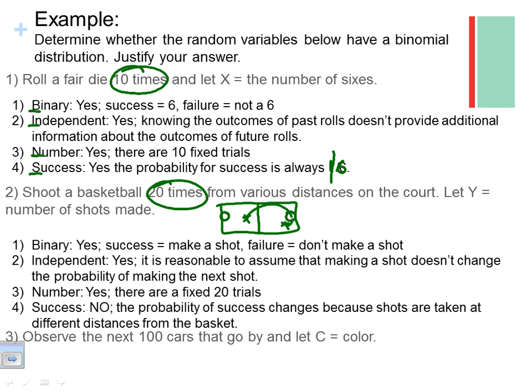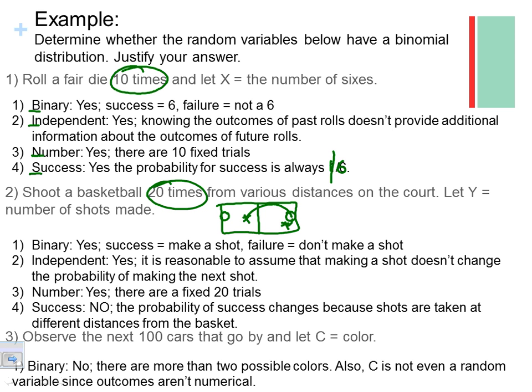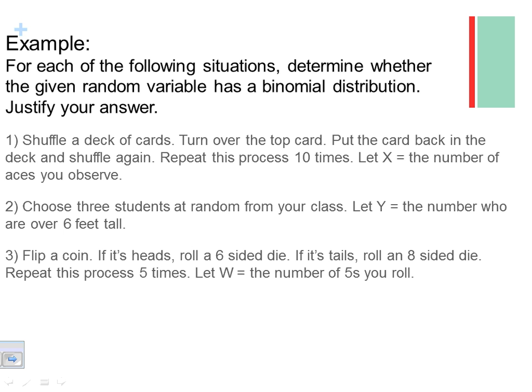Observe the next 100 cars that go by and C is the color. So is it binary? Nope, there are more than just 2 colors of cars. So this is not going to be binary. And C is not even a random variable since outcomes aren't numerical. So we can stop this. We don't even have to check anymore. This would not meet the condition. All right, so if you want more, see if you can do these next 3. Otherwise, if you feel good, you can keep going.